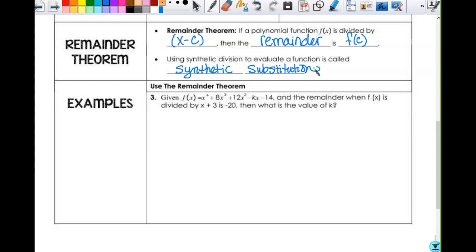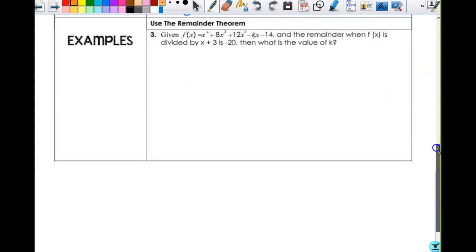So let's do this example. So it says, given this polynomial, and I got a k in there again, and the remainder when f of x is divided by x plus 3 is negative 20, then what is the value of k? So it's worded very much, probably almost exactly the same as the first thing that we did before we talked about the remainder theorem.